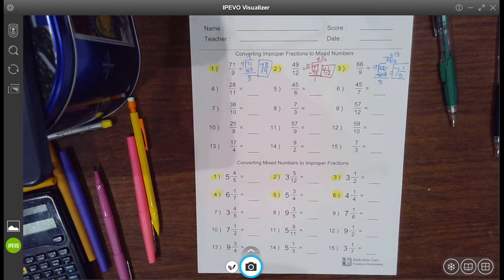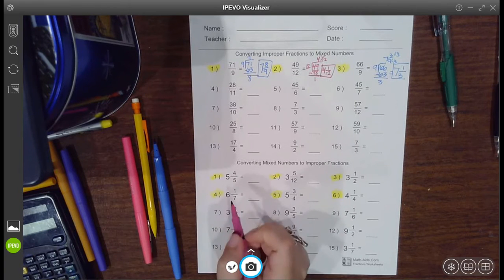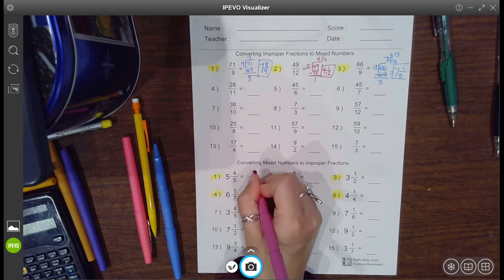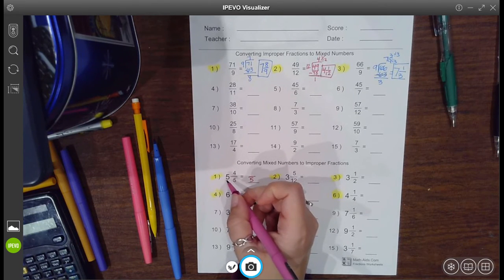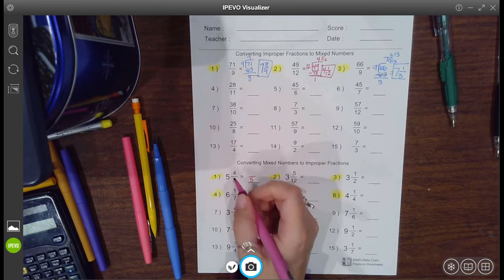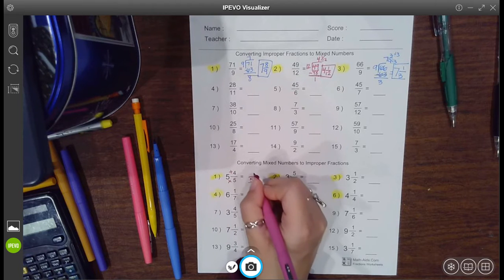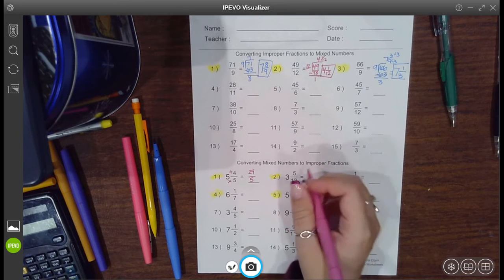Okay, let's go ahead and try to go the other way and change these mixed numbers into improper fractions. To do that, you keep the denominator the same, and you multiply the denominator with the whole number and then add the numerator. So 5 times 5 is 25, plus 4 is 29. So 29 over 5 is the same thing as 5 4/5.